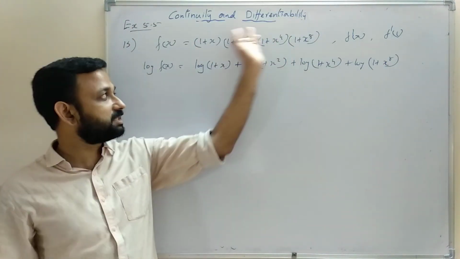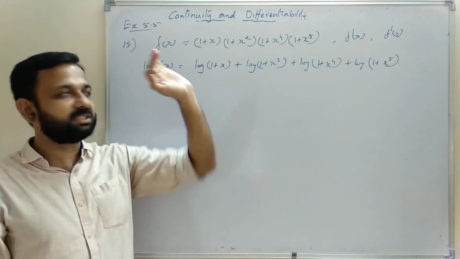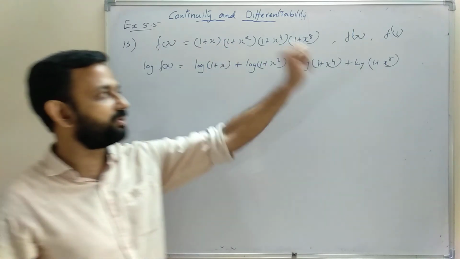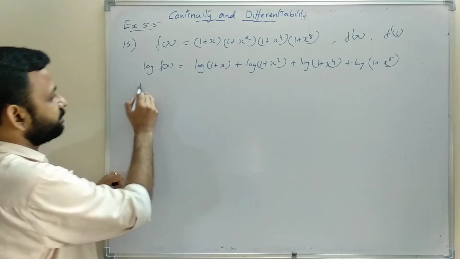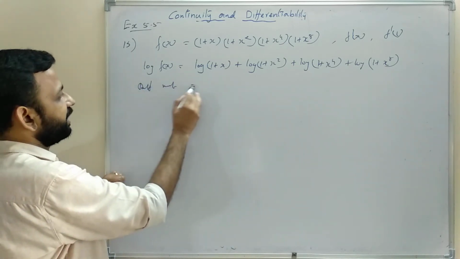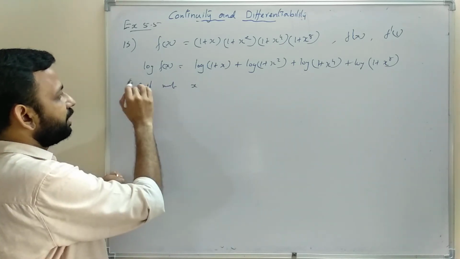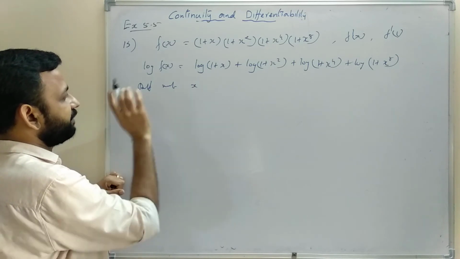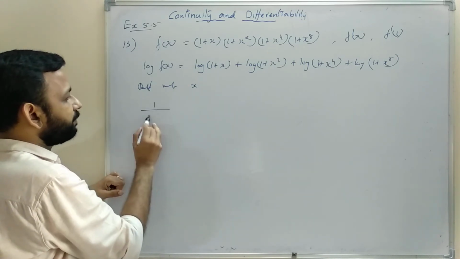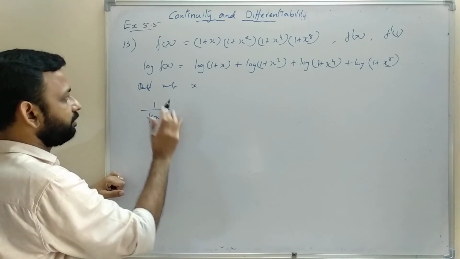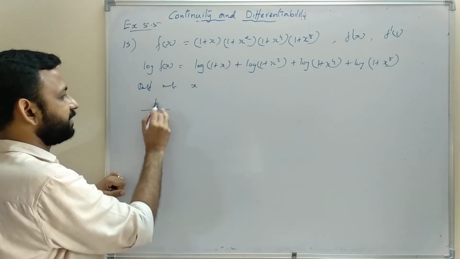That is logarithm of LHS equal to logarithm of RHS. Now we can differentiate with respect to x. So the derivative of log f of x is 1 upon f of x into derivative of f of x, that is f dash x.